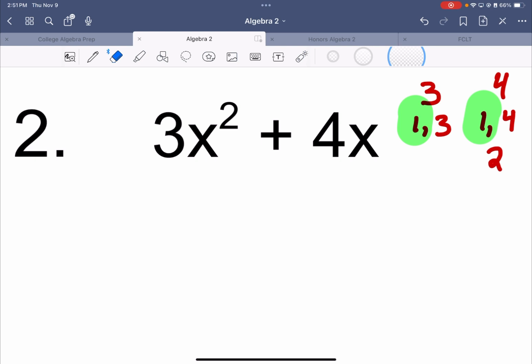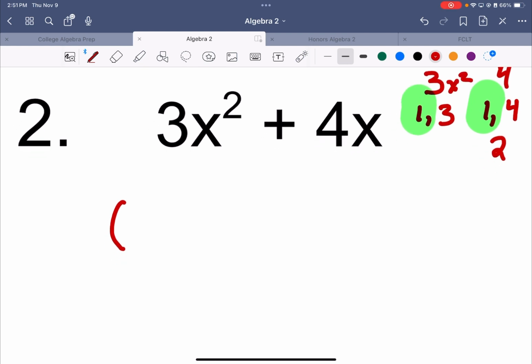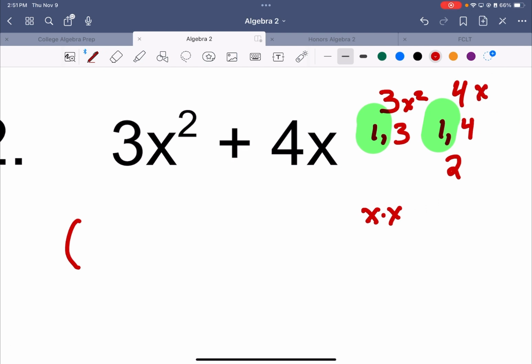So in a sense of the imagination, we're not going to put anything out there as far as numbers go. There's going to be a 1. If you want to put a 1 out there, great, but you don't have to. This is also 3x squared, so that means it has 2 x's. This is 4x, so that means it has 1x. How many x's do they have in common? 1. They have 1 x in common. They both have 1. The other one has 2, but who cares? They both only have 1.